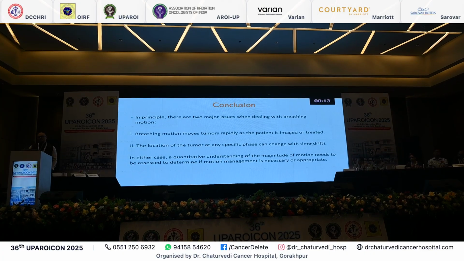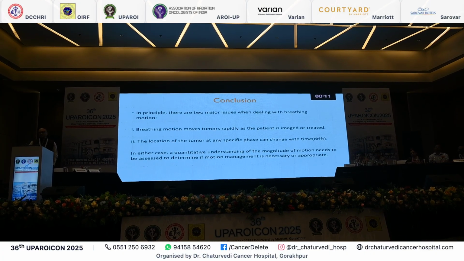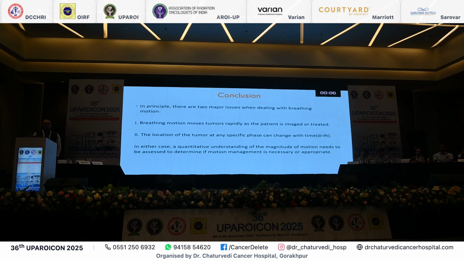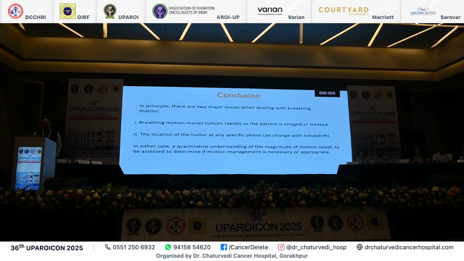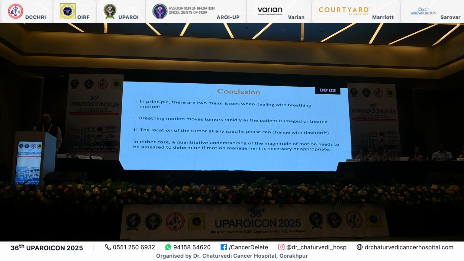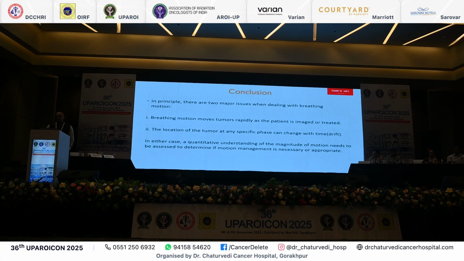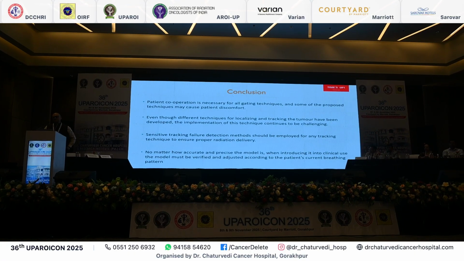So in principle, there are two major issues when dealing with breathing motion. Tumor moves rapidly as the patient is either imaged or treated, and location of tumor at any specific phase can change with time. In either case, a quantitative understanding of the magnitude of motion needs to be assessed to determine if motion management is necessary or appropriate.